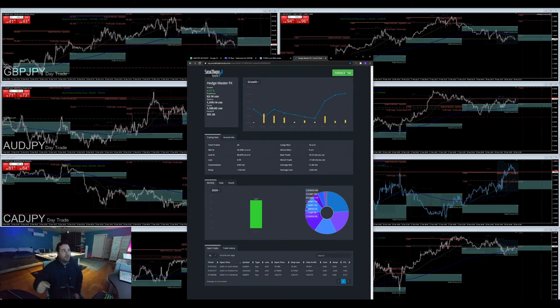So if you link your MT4 account, here's the thing: you have to have a broker that has variable spreads and an option to hedge. With these US brokers, basically you have to do FIFO, which is first in, first out, and it doesn't work with this system.